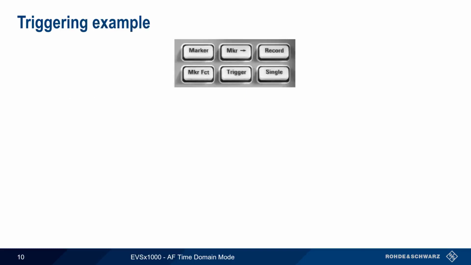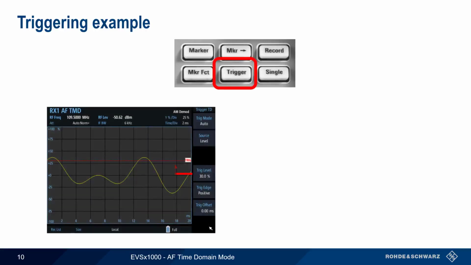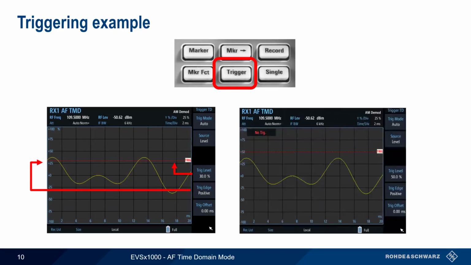Let's look at an example. Trigger settings are accessed using the Trigger hard key or the VNC shortcut K. Here, the trigger level is set to 30%, with a rising or positive edge, so a stable waveform is seen on the screen. If the trigger level is increased too high, no trigger event is seen, and the result is an unstable signal.